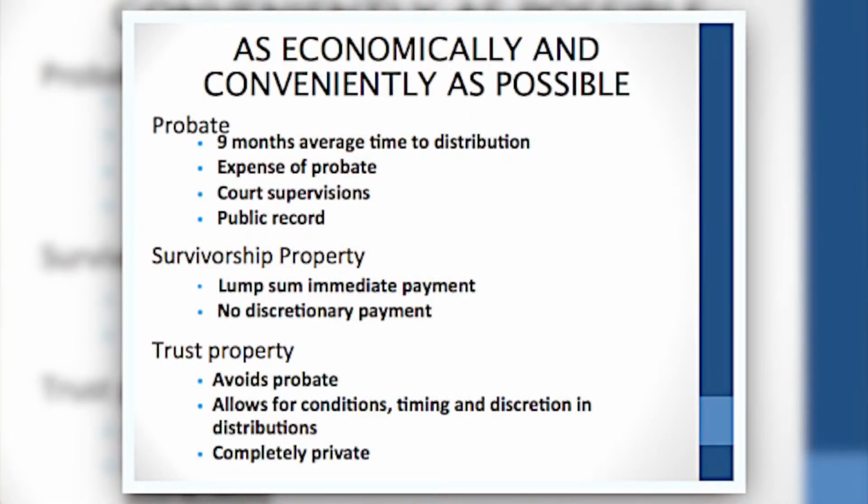And then finally, looking at it as economically and conveniently as possible. First of all, look at probate. It takes probably 9 months on average, and it's court supervised. It's fairly expensive in some instances, and it's a public record. So people sometimes don't like that very much, because it's open to the world. It shows what the assets were, and it shows a copy of the will, and it's a lot of things that some people just don't like.